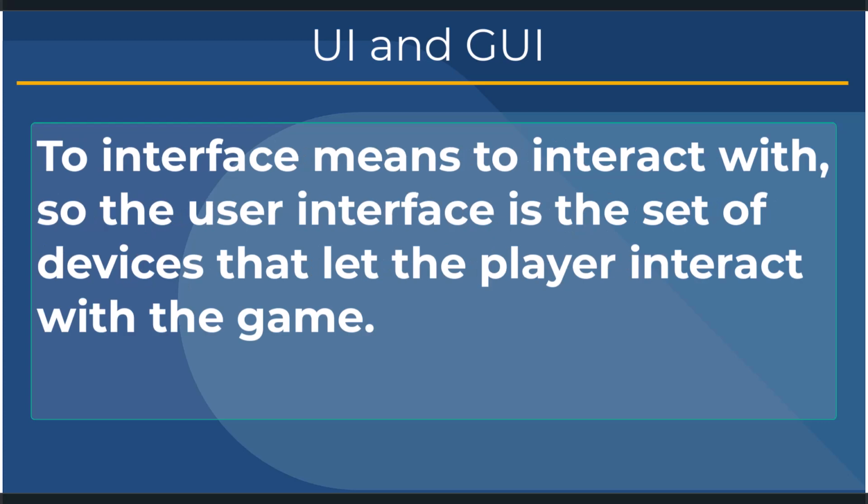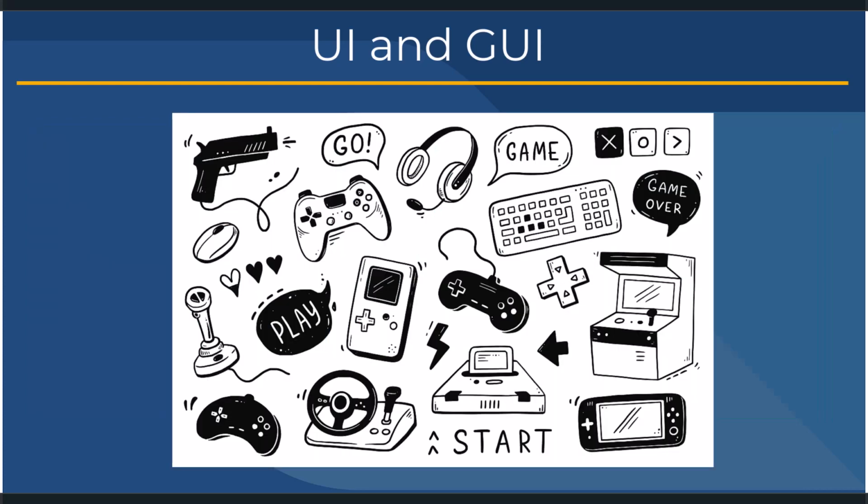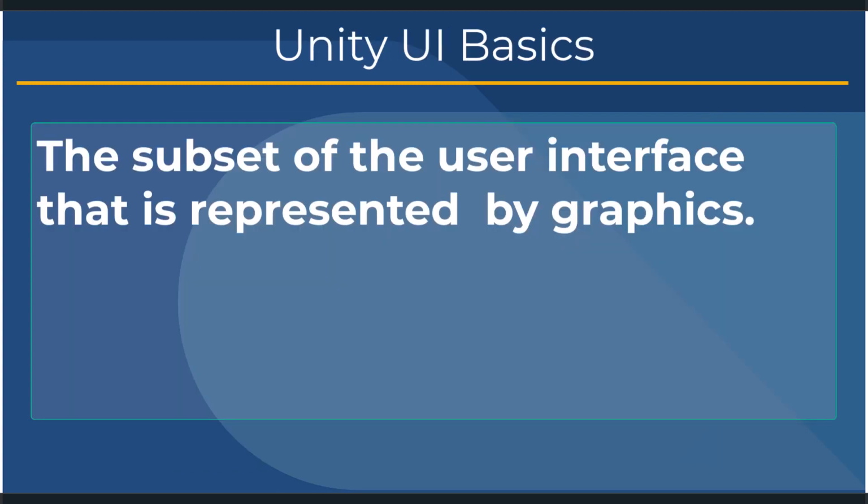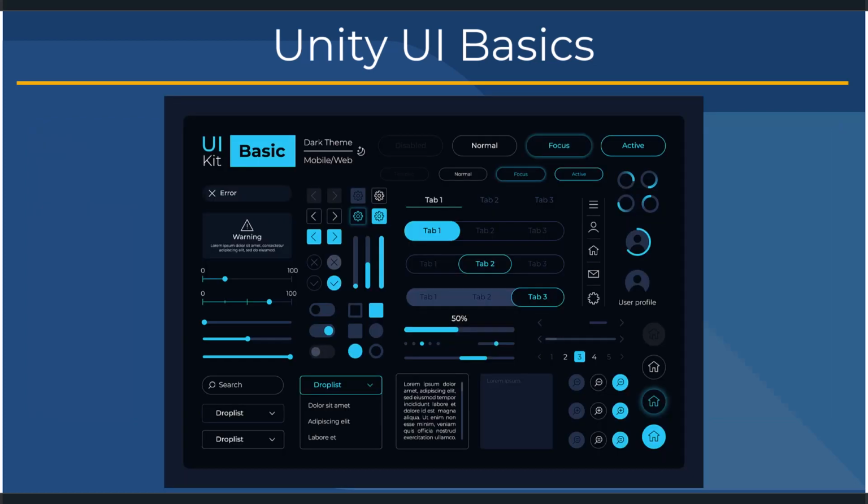So, the user interface is the set of devices that lets the player interact with the game. The mouse, keyboard, game controller, touchscreen, and so on are all part of the user interface. Graphical user interface is the subset of user interfaces that is represented by graphics. So on-screen buttons, drop-down menus, and icons are all part of a game's GUI.